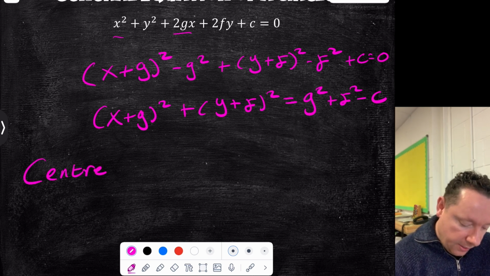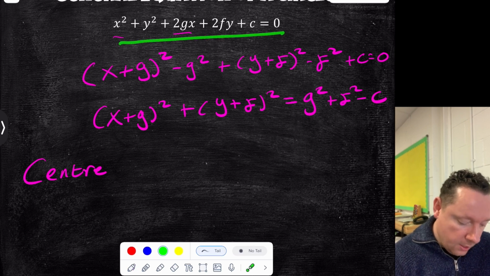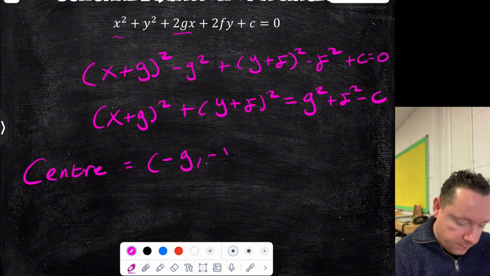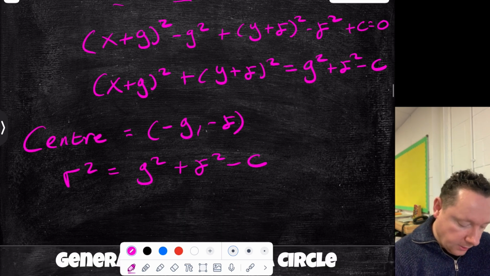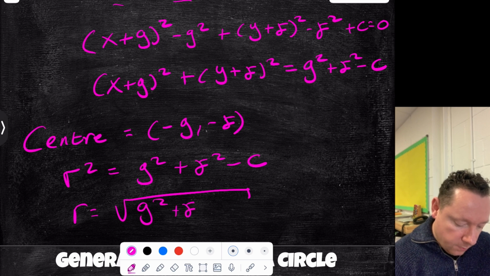So we now know that the centre of this, if it's written in this form, is simply (minus g, minus f). And the radius squared is equal to g squared plus f squared minus c. Or the radius is equal to the square root of g squared plus f squared minus c.